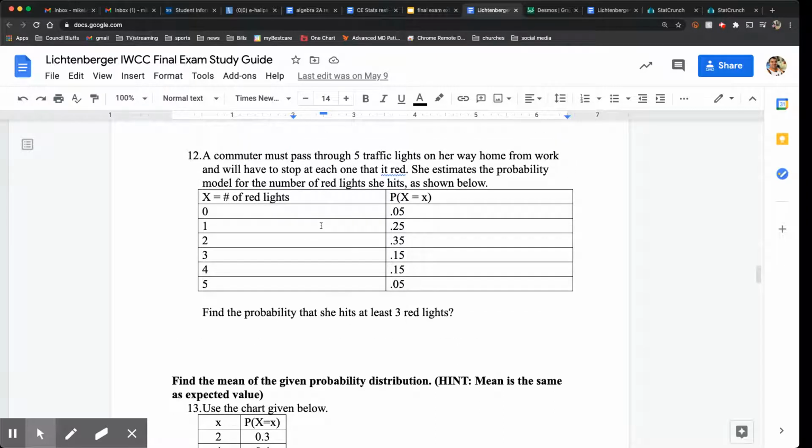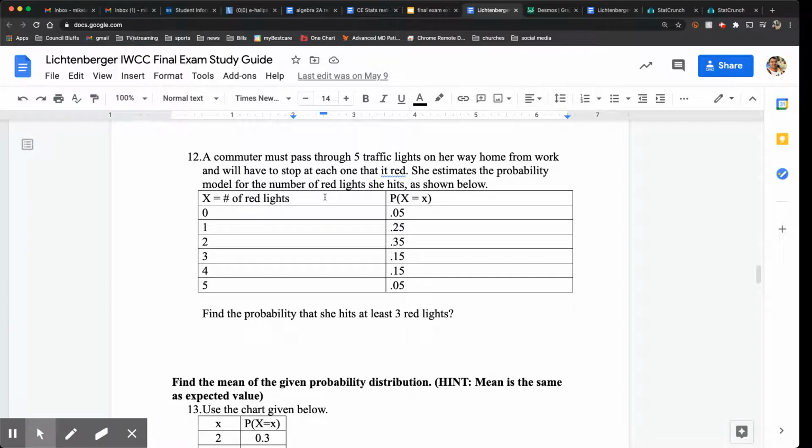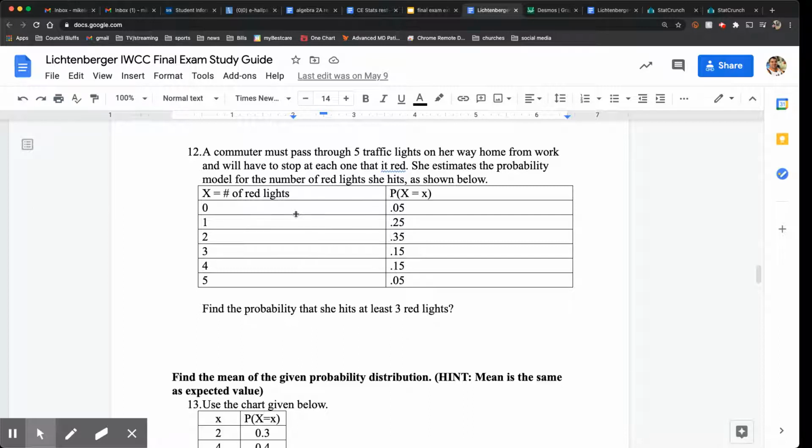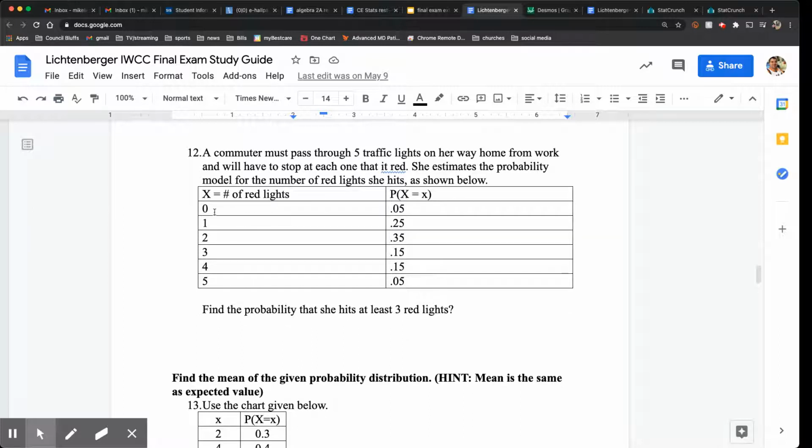Okay. Number 12, a commuter must pass through 5 traffic lights on her way home from work and will have to stop at each one that is red. She estimates the probability model for the number of red lights she hits as shown below. So what this means is the probability that she doesn't hit any red lights is 0.05. The probability that she hits one red light is 0.25. The probability that she hits 2 red lights is 0.35, so on and so forth.